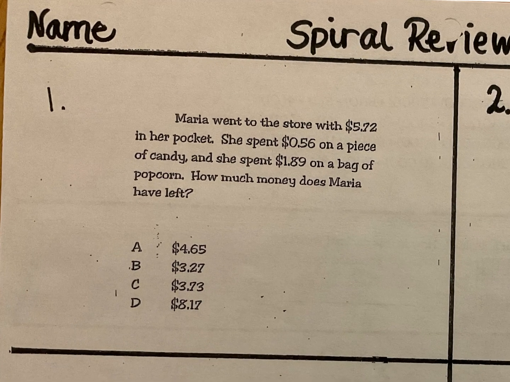Number 1, Maria went to the store with $5.72 in her pocket. She spent 56 cents on a piece of candy, and she spent $1.89 on a bag of popcorn. How much money does Maria have left?